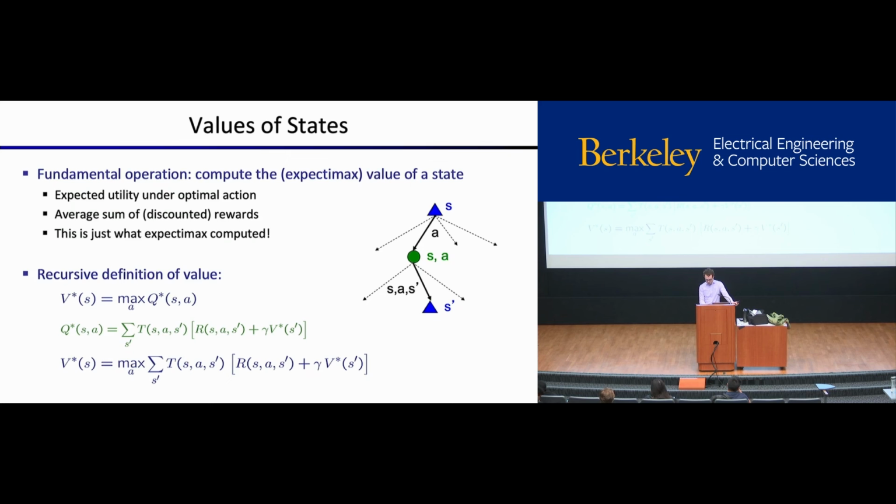It's saying V star is just the maximum over actions. That's this node, this maximizer node, of this expectation summing over all the next states of the probability of that next state times some amount of utility. How much utility? Well, it's the immediate reward plus the amount of utility I would get for being in the next state, discounted by it being one time step into the future.